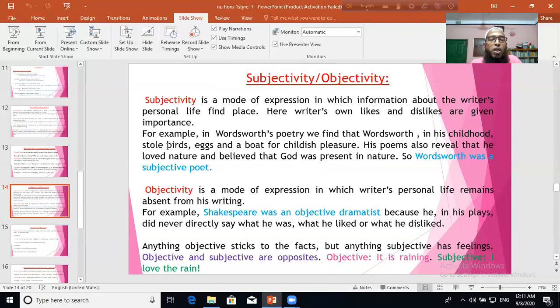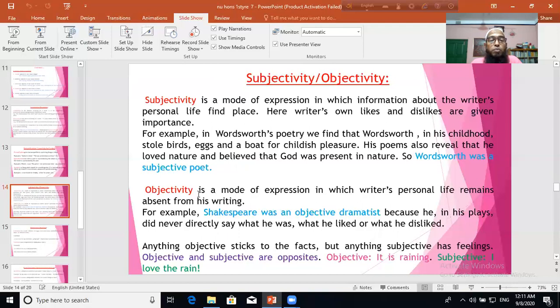In his childhood, what did he used to do? He stole birds, eggs, and a boat for childish pleasure. Just for pleasure, he did it. His poems also reveal that he loved nature and believed that God was present in nature. So after reading Wordsworth's poetry, we can learn about Wordsworth. That's why Wordsworth is a subjective poet. That means he used subjectivity in his writing.